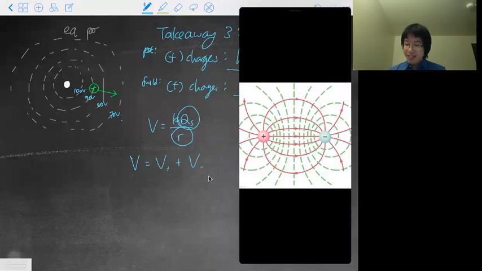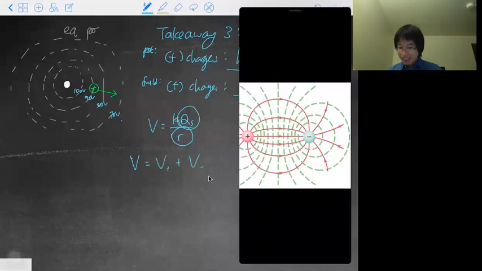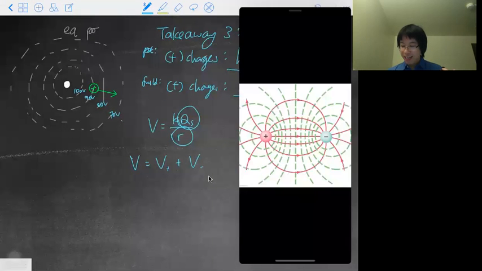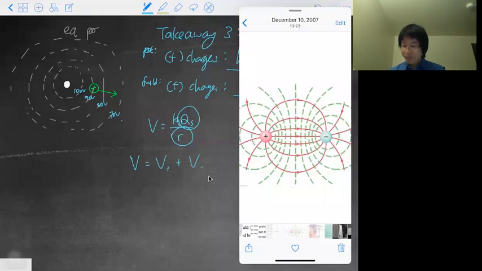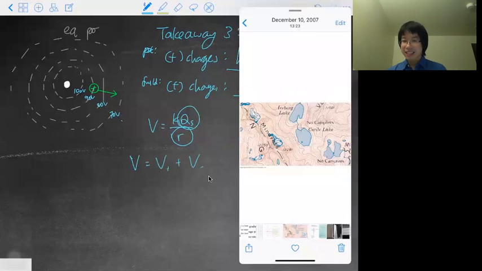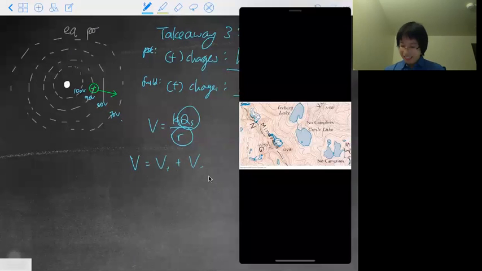Okay. So another way to think about potentials is, how many of you know what contour lines are? If you go hiking, you probably know this. How many of you are familiar with this? So you can think of equipotential surfaces like contour lines.